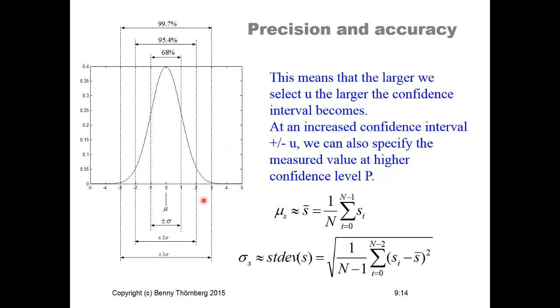The parameter for the distribution, mu, is estimated by the mean value calculation for n samples, and the parameter for the variation of this distribution is estimated by the standard deviation computed according to this formula.